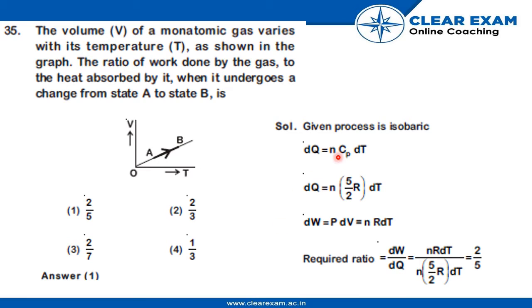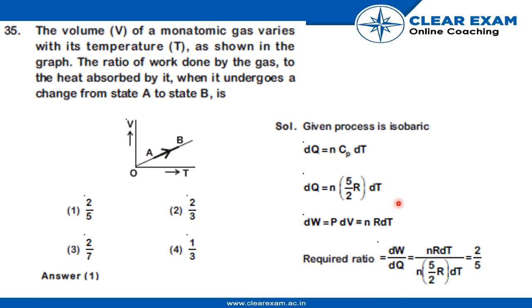So we have been given that the given process is isobaric. So Cp will be equal to 5 by 2R, or we can compute the specific heat at constant pressure as Cp equal to 3 by 2R plus R. Now we will consider that the heat absorbed dQ is nCp dT. So now substituting the value of Cp, dQ is equal to n into 5 by 2R into dT.